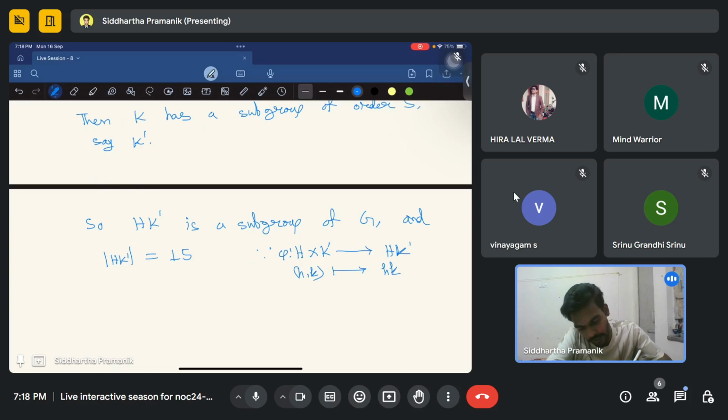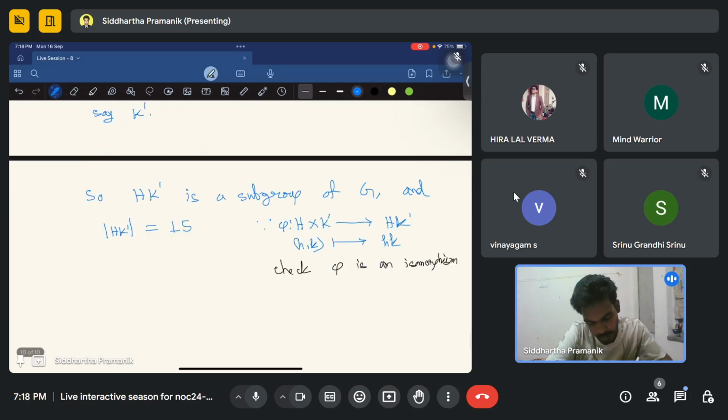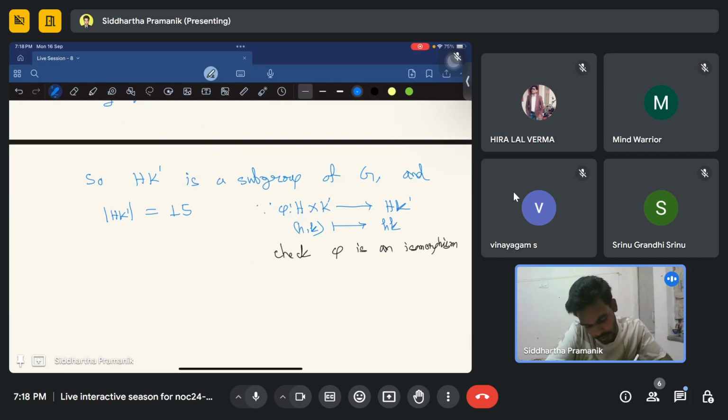And you can check it. Phi is an isomorphism. So we are just repeating the same method. That's why I am not doing it. You can go back to the lectures and check it.